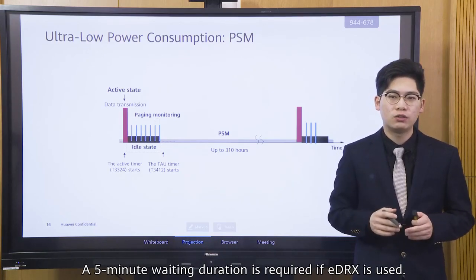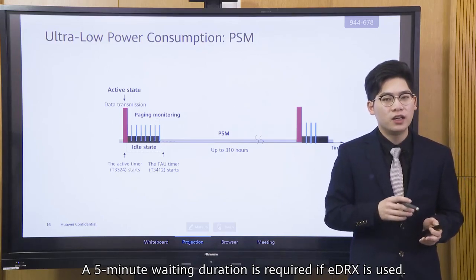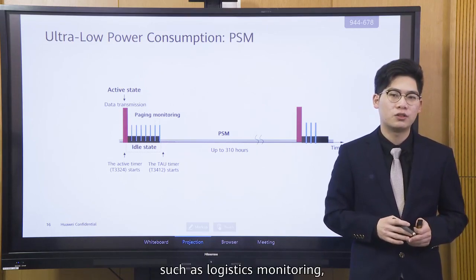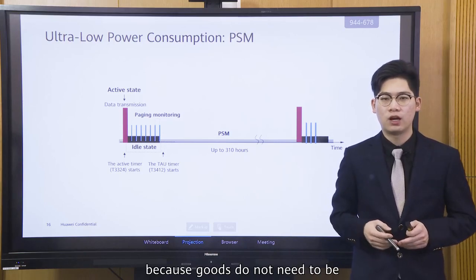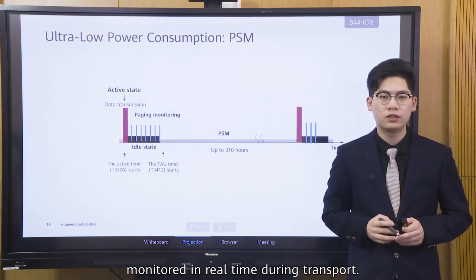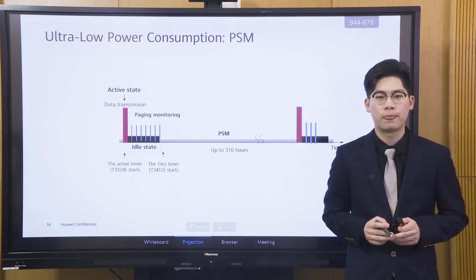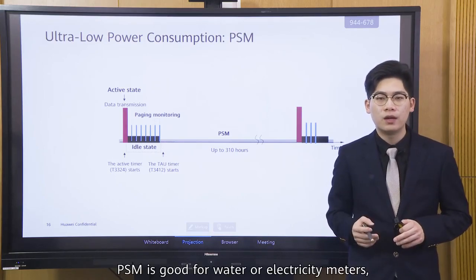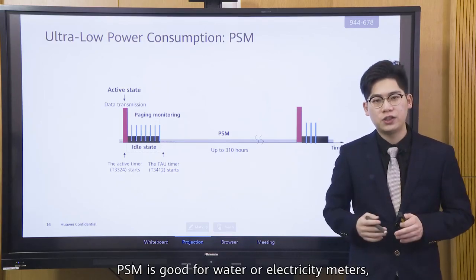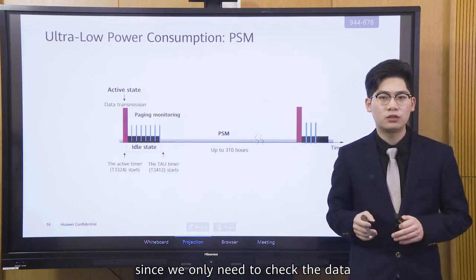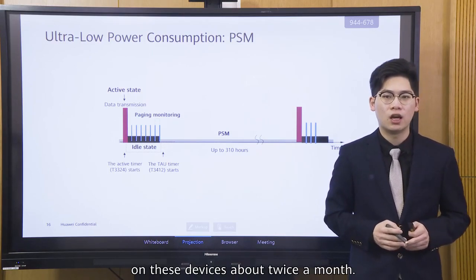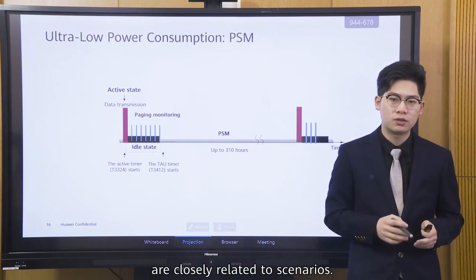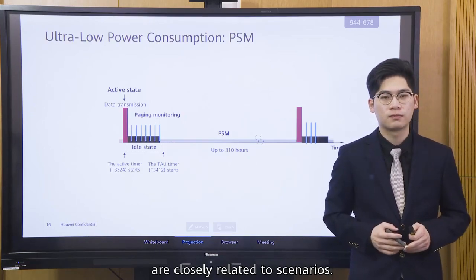A 5 minutes waiting duration is required if eDRX is used. But eDRX is fine for scenarios such as logistics monitoring, because goods do not need to be monitored in real time during transport. You only need to check their location at a certain interval. PSM is good for water or electricity meters, since we only need to check the data on these devices about twice a month. NB-IoT low power consumption modes are closely related to the scenarios.